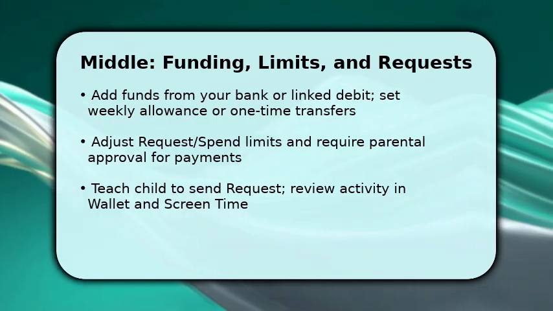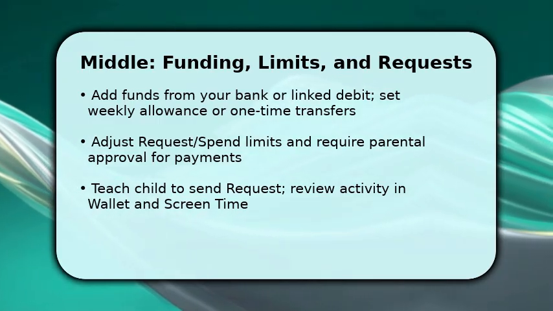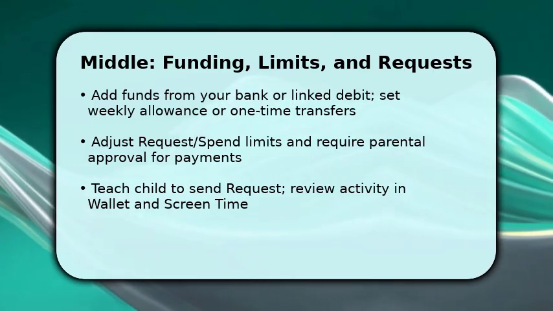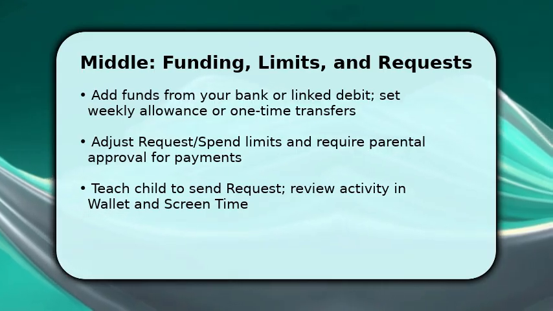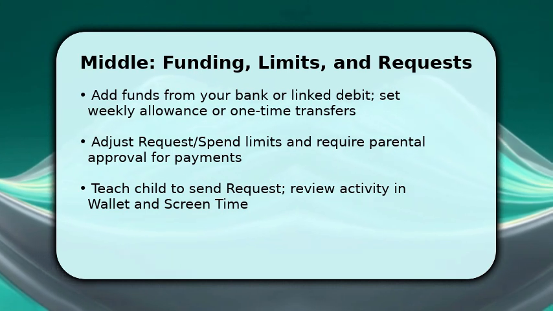Then adjust spend and request limits and require parental approval for payments, which keeps larger purchases blocked. Teach your child how to send a request and explain why approvals exist. Make sure to regularly review transaction history in Wallet and use screen time or family settings to monitor habits.